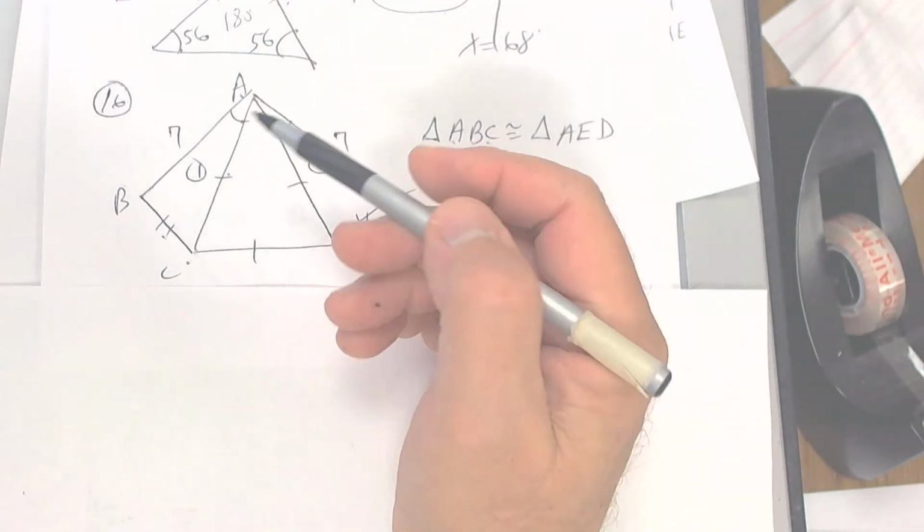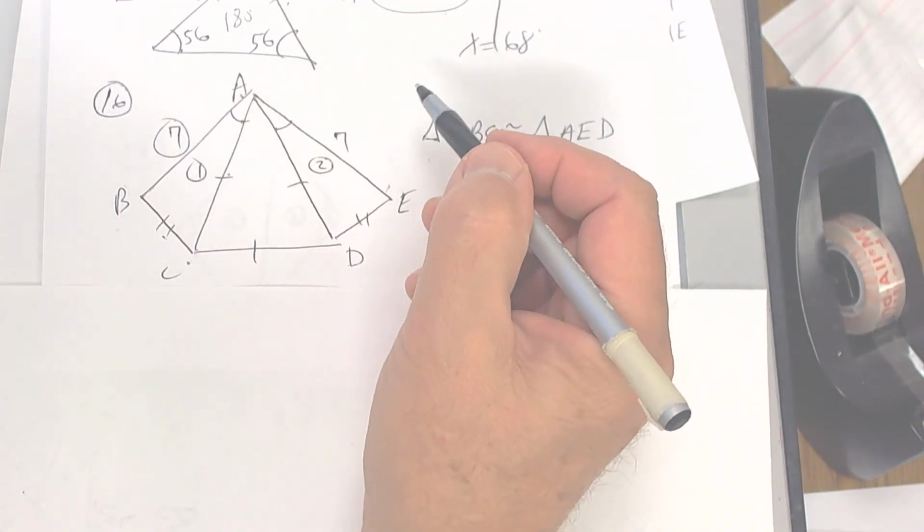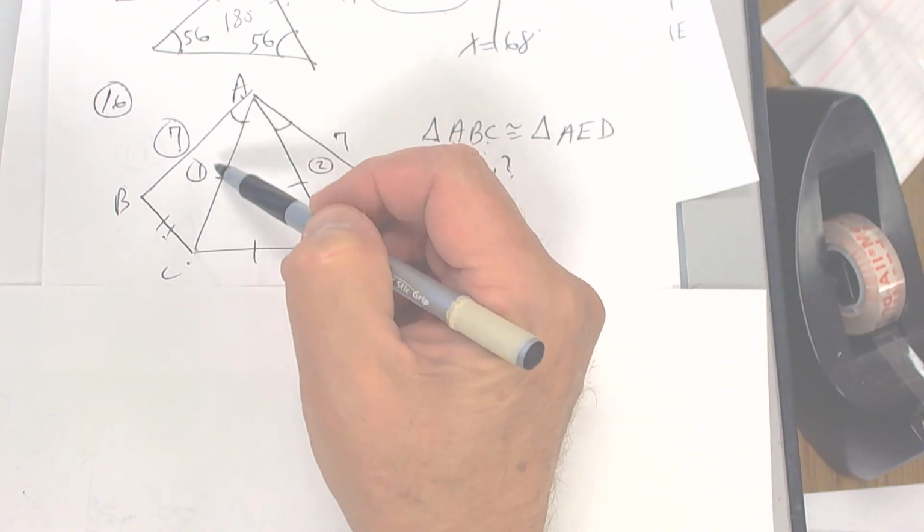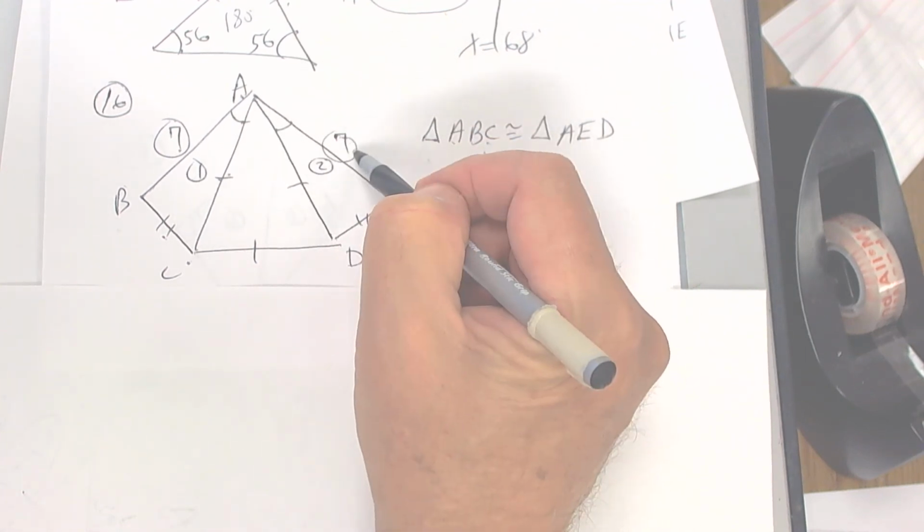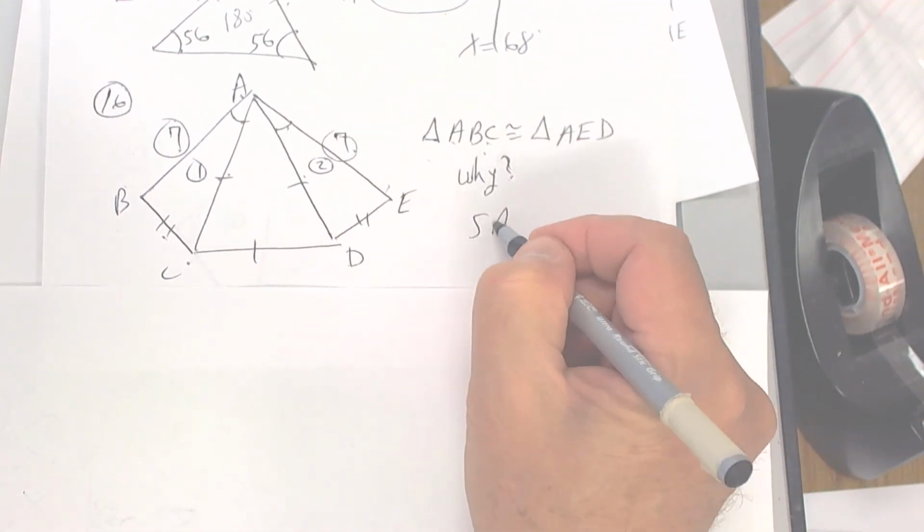It's right here. They tell us this side right here is 7. So it's side, angle, side. Watch again. Side, angle, side. So they're congruent by side, angle, side. It took me a little while to figure that one out, so be careful with that.